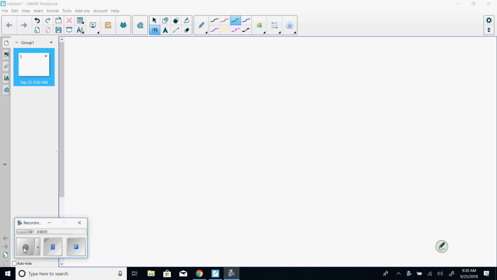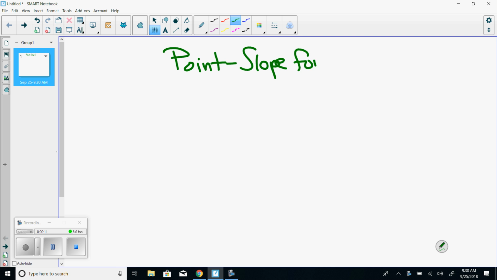Okay, so today we're going to talk about the point slope form. We've already learned about the slope-intercept form, which is y equals mx plus b. Okay? Point slope form is a form that they derive from the slope.